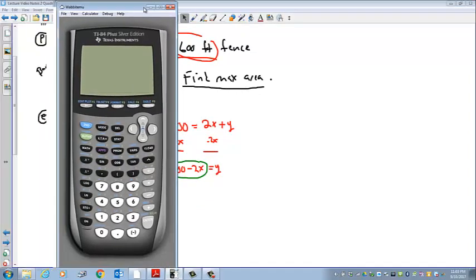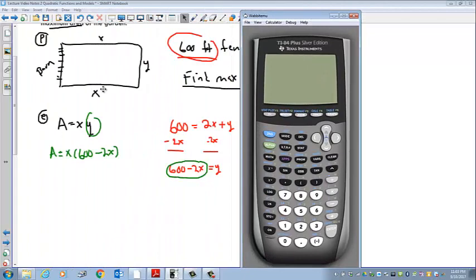So here's our calculator. We want to basically graph this function, so turn it on, hit y equals, and then we're just going to graph it. So you have x, and you have left parenthesis, and 600 minus 2x in parenthesis. And in order to graph it, we need to set up our window. We have to know where to look. So you have to think a little bit. You have to think about what x represents. So x represents the length of this fence.